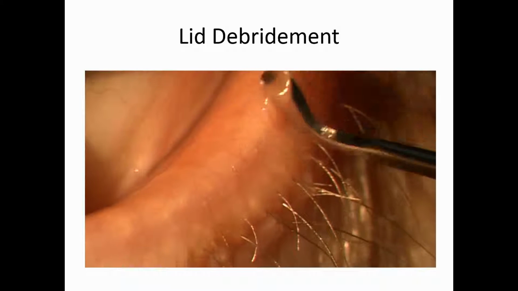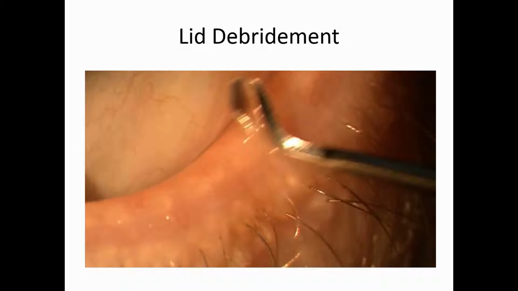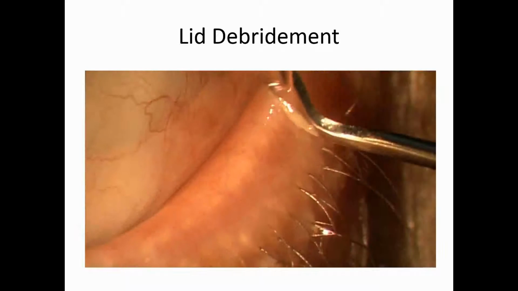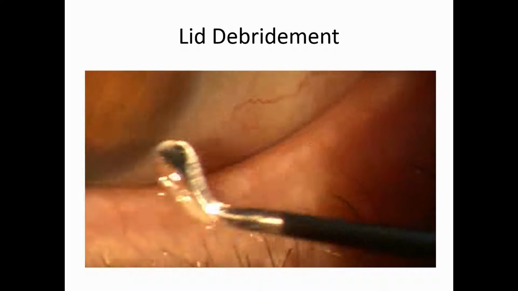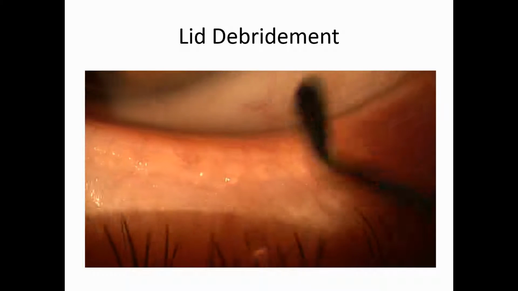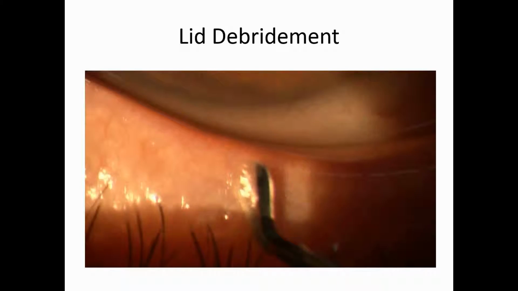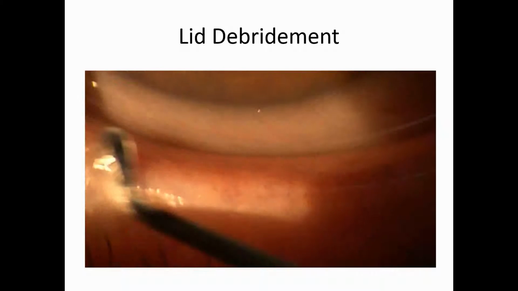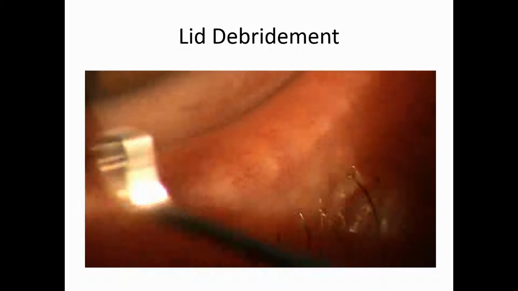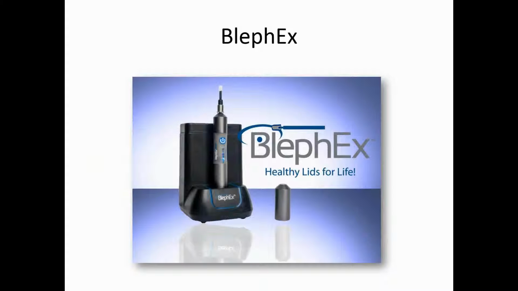Lid debridement, as I mentioned before, is important. This is a golf club spud, and you can see the line of marks is being removed. Normally I would stain that with Lissamine green, and you can see all the heaped up junk. Now that creates a mountain that Meibum can't cross. It also blocks the glands, and that's an important step before anything else to clear the obstruction.